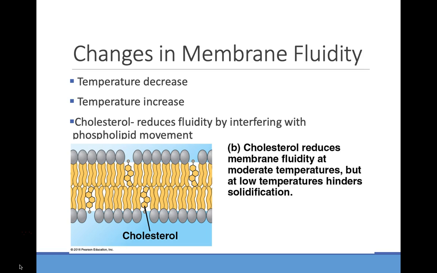Other organisms have the ability to change this composition based on time of year. For example, plants that can tolerate extreme cold, like winter wheat here in Illinois, can increase their unsaturated phospholipids in the autumn and winter. When they do that, they decrease the ability of them to pack tightly, and therefore their cell membranes are not going to solidify.